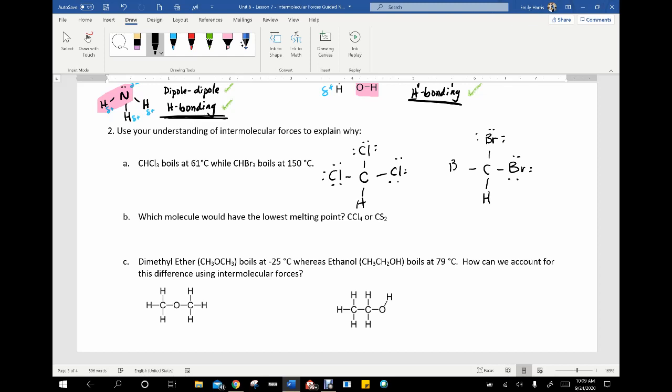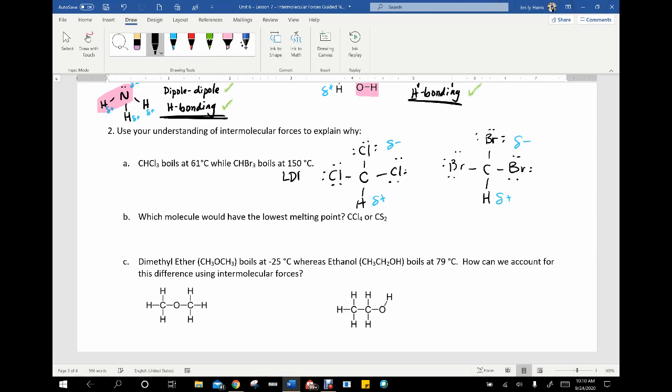Again, we're following that pattern where carbon has 4 bonds. Now, what we're going to notice about both of these molecules is they're both going to be polar, where the top region with bromine and chlorine is more negative, and the bottom region with hydrogen is more positive. So they both are going to have dipole-dipole forces, and they're also both going to have LDFs.